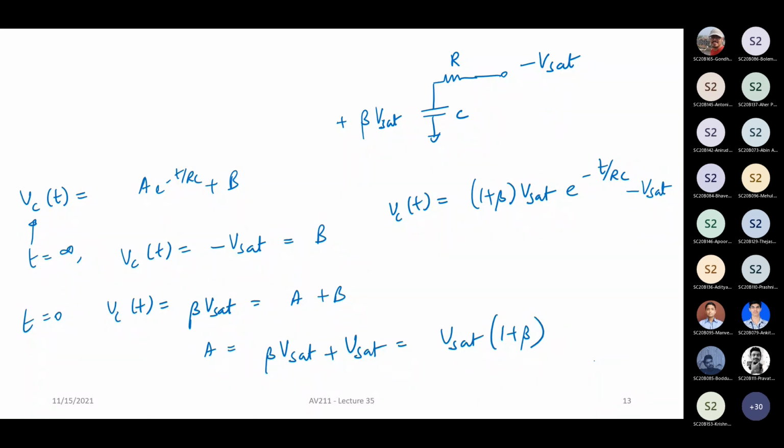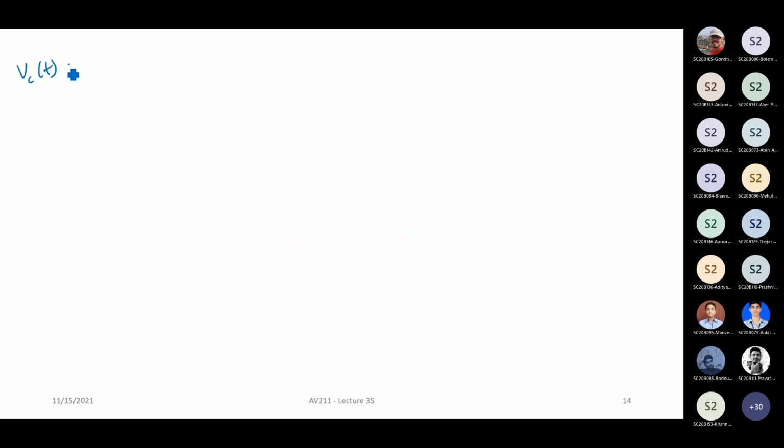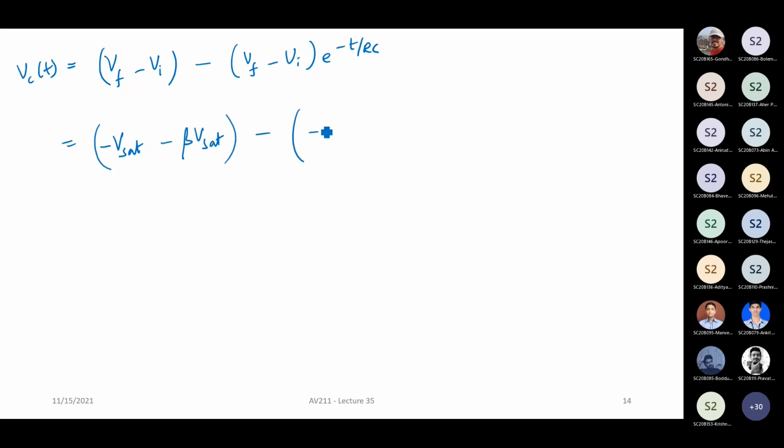There is another short form expression, which is how I learned it. You can verify it. You can write it as V final minus V initial minus V final minus V initial e power minus T by RC. So in this case, what is the final voltage that it's going to result in? Minus Vsat. What is the initial voltage? Minus beta times Vsat. This thing: minus Vsat minus beta times Vsat times e power minus T by RC.